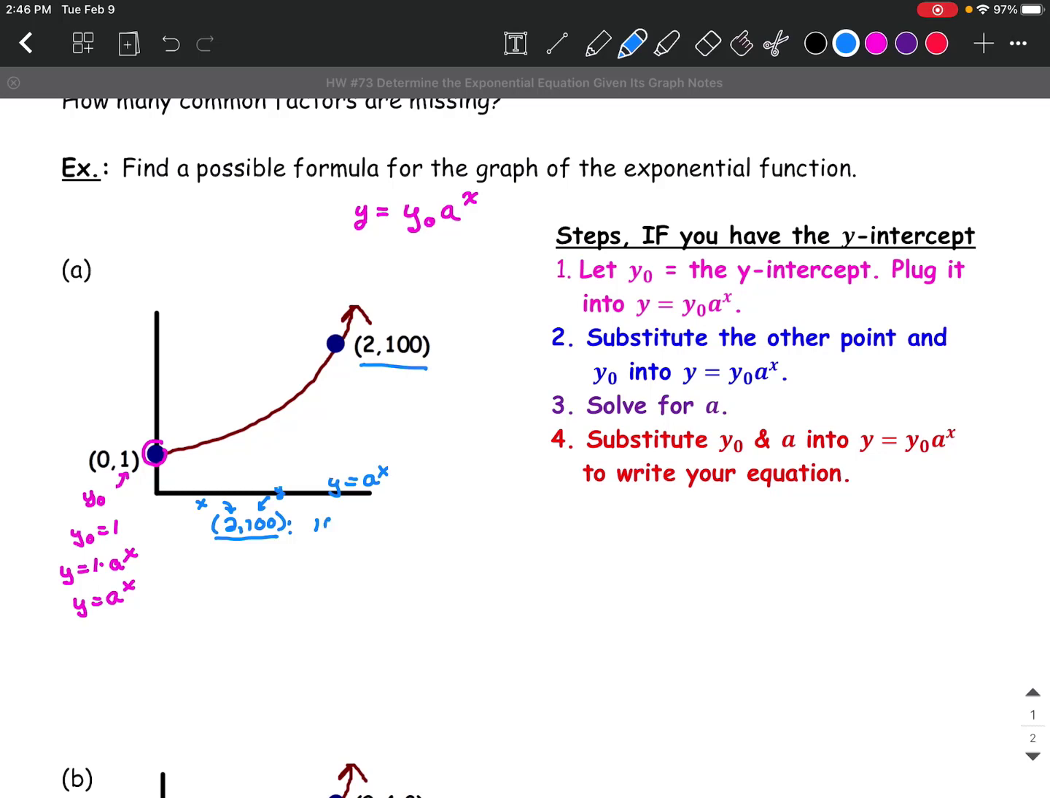So y is 100. I still don't know my growth factor, and x is 2. Well, if I know that 100 is a squared, I can square root both sides, and that will tell me that a is 10. Now I know my a, I know my y naught. I can write my equation, y equals 1 times 10 to the x. And there we go. Let's try one more like that.